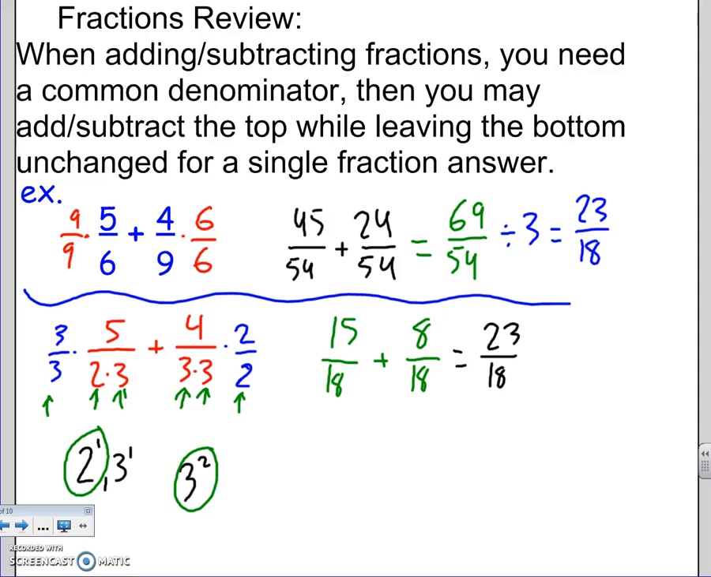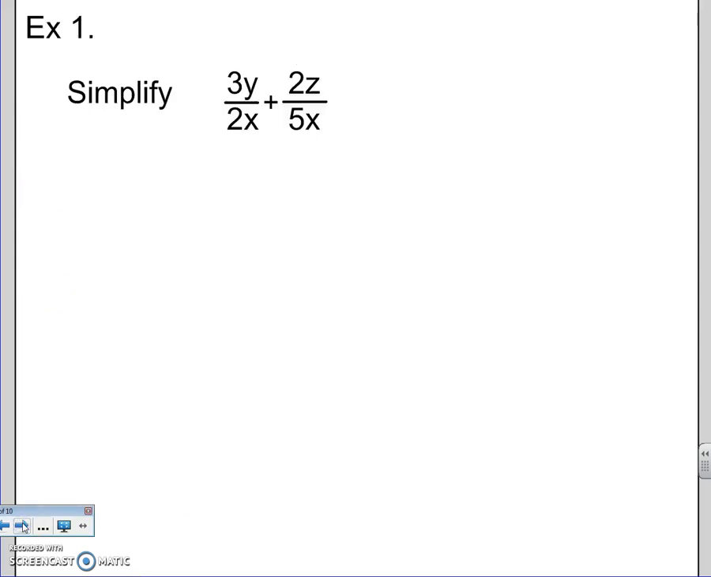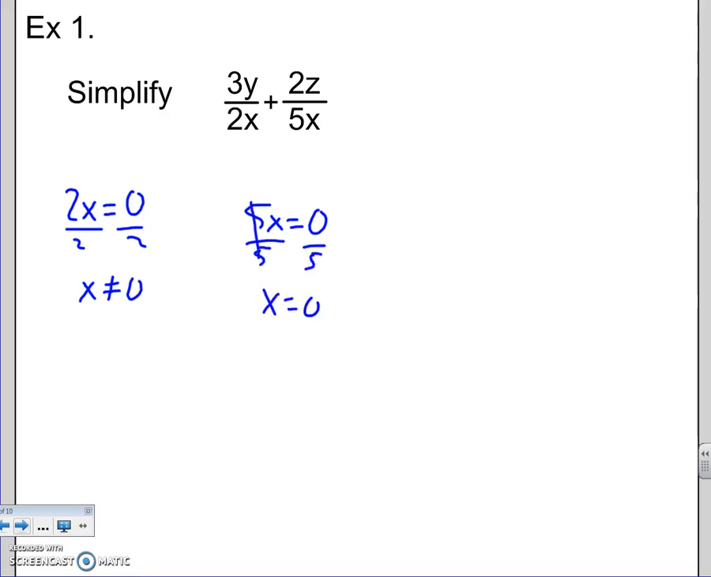Alright, so let's try this on a problem. Simplify this. Well, first, what do you want to do? You probably want to find the restrictions first. Remember, the denominator can't be 0, so let's set each of them equal to 0. 2x equals 0, well, if I divide both by 2, x can't be 0. Same as the other one, 5x can't be 0, so divide both sides by 5. x can't be 0. As long as x is not 0, we're good. So that's our only restriction.